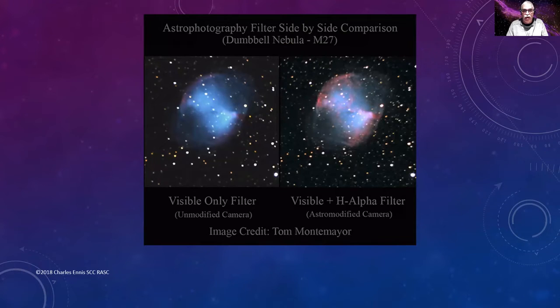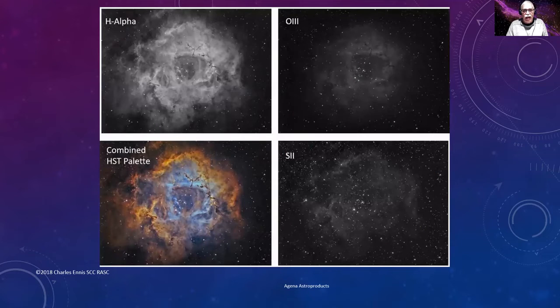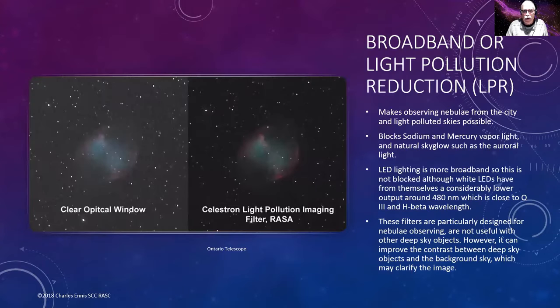This is an example of a hydrogen alpha filter for astrophotography. You can see how it enhances certain aspects of the Dumbbell Nebula here. And here's an interesting slide from Agena Astro Products, who make filters, and you can see they've taken a hydrogen alpha, oxygen 3, and sulfur 2, and then they've combined them all to make a photo.